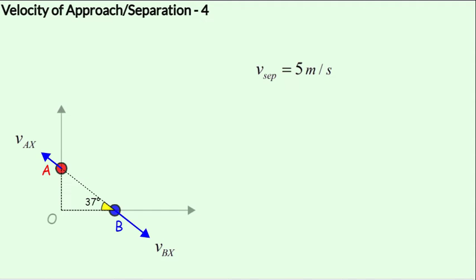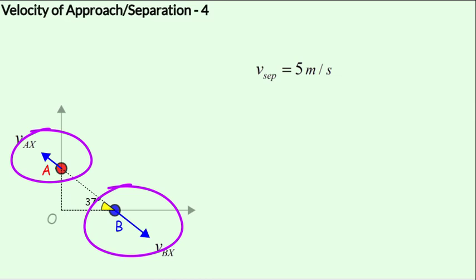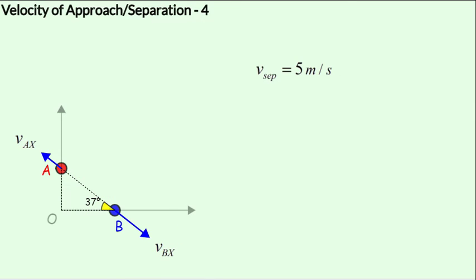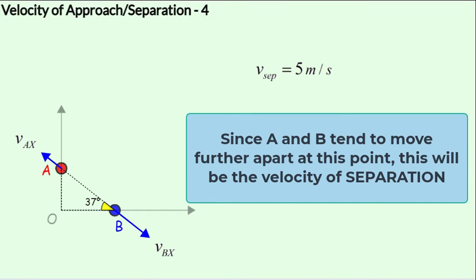Now this will be the magnitude, and the direction of the velocity of B with respect to A will be along the line AB and away from A. You can see that both these components will tend to move A and B further apart. And it is clear from this figure that at this instant in time, A and B will not be approaching each other, but will be separating from each other. So in this case, we will term this as the velocity of separation.